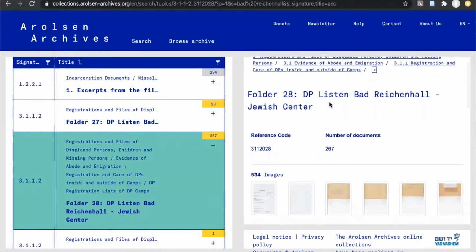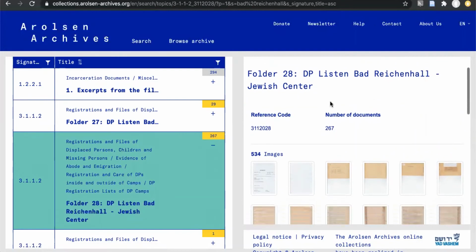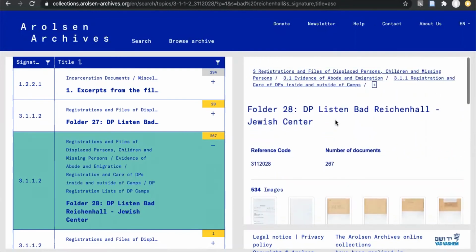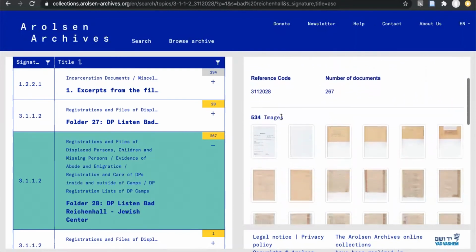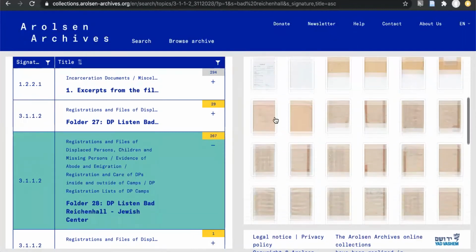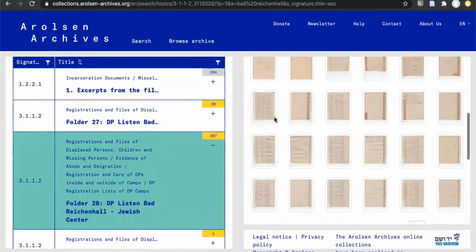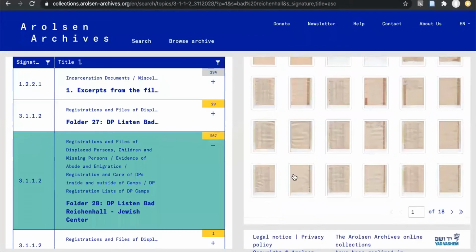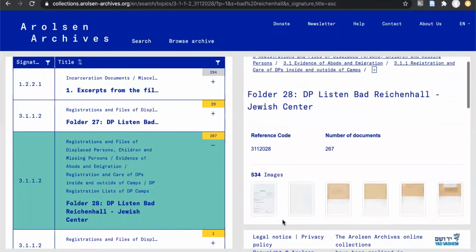And so this is DP Listen Bad Reichenhall Jewish Center. And there are 278 documents and 534 images. So to look through all of the lists in this folder, you will have to go image by image. You will not be able to search by name. But there are lists for it.